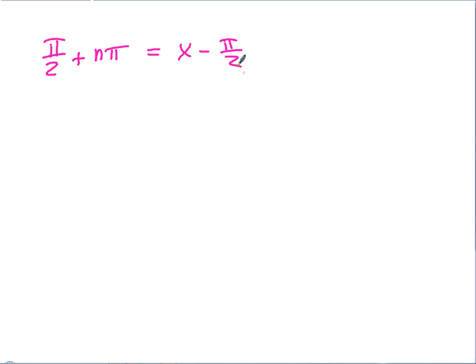Yeah, good. I'm just going to add pi halves to both sides. So that's going to give me pi halves plus pi halves, which is just pi, plus n pi. That's pretty slick, right? So I get pi plus n pi. n could be any integer.